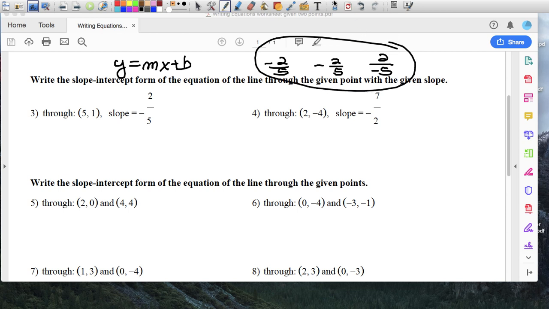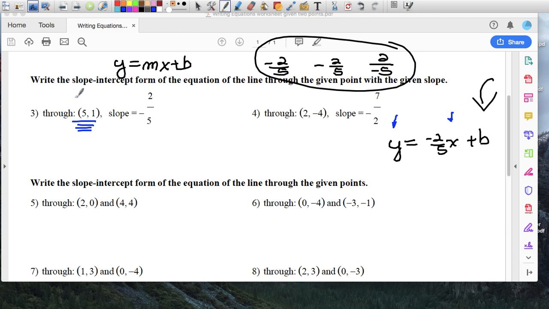These all represent the same number. Okay, so now if I substitute that, I'm going to get this: y equals negative 2/5x plus b. Who are we missing? We're missing the b. Now, do I have a point? I do. Not in that form, but a point I do. So I can use this point to put it over here and here, and to find the value of b.